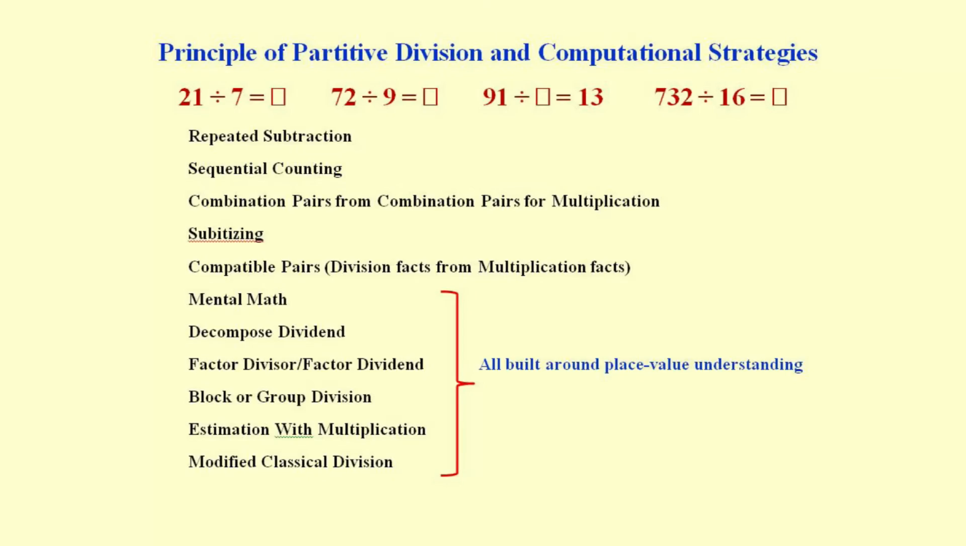So let me talk about the next computational strategy for division, and it's called decomposing the dividend. Let's see, what does that mean? Let's look at a division problem, say 91 divided by 7. If I have 91 toy cars and I want to divide those evenly among 7 kids, or I have 91 cookies and I want to put them on 7 plates.